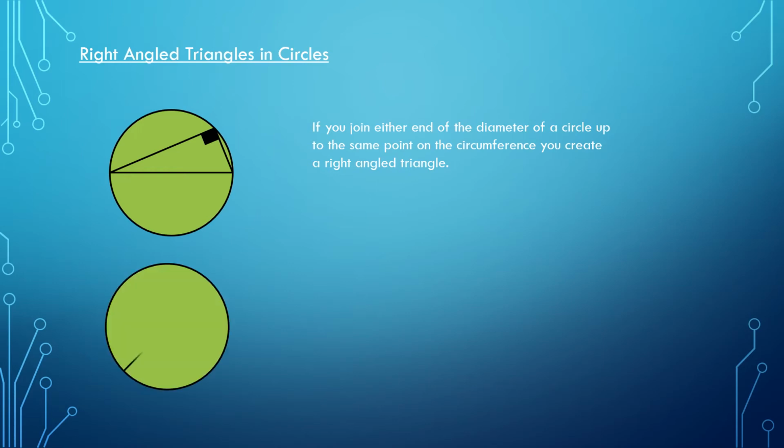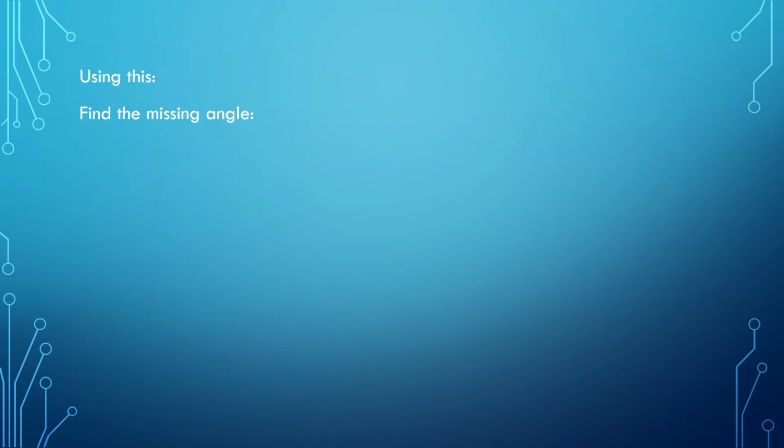Okay, doesn't matter which way it looks like it's going. If we've got a diameter, we pick the same point on the circumference, we create a right angle at that point. So how can we use this?